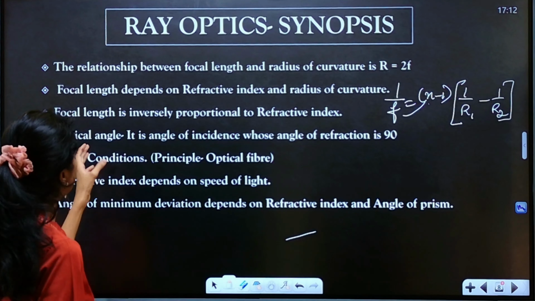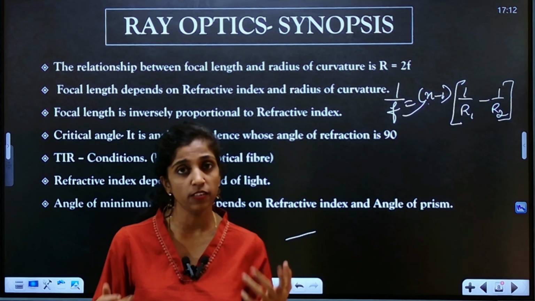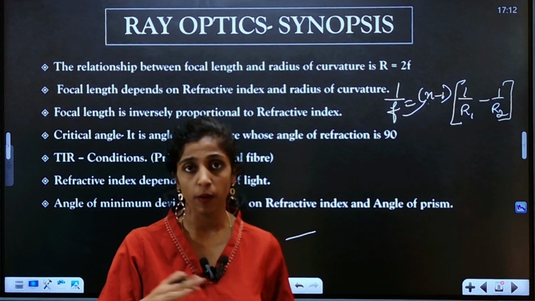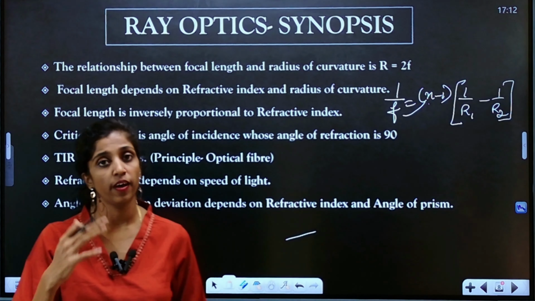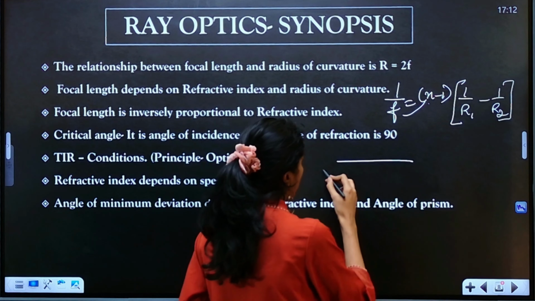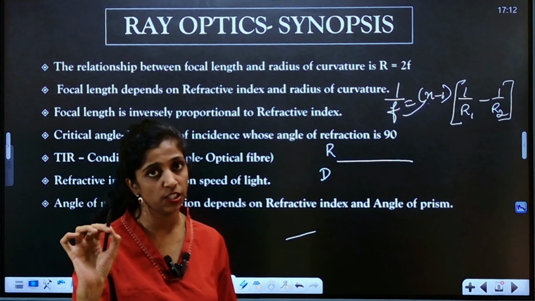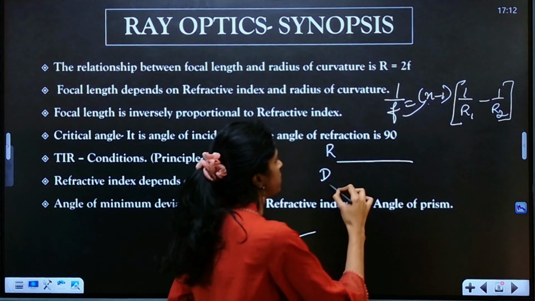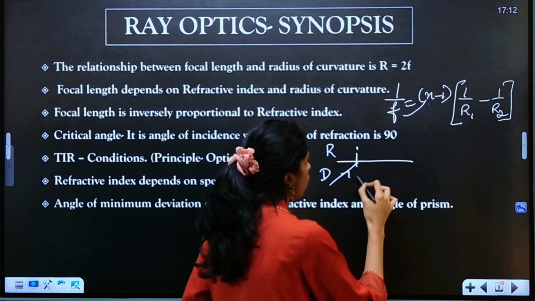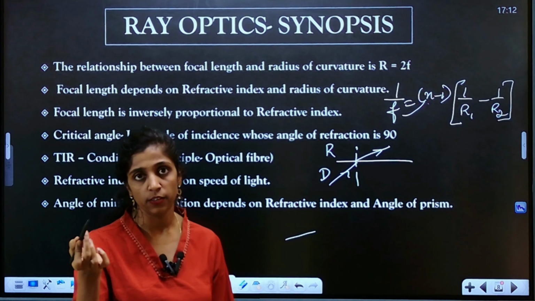And then we have something called the critical angle. This is a most expected question which comes in total internal reflection. You might know what total internal reflection is. Light should always travel from denser to rarer medium, that's one condition. What happens? It will bend away from the normal if it travels from denser to rarer.